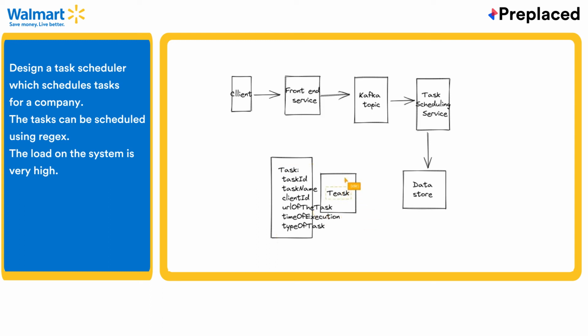So what we can do is there can be an approach where, let's assume that there's a different service as of now, which is holding the responsibility of executing the task. This is the task execution service. So this service is holding the responsibility of executing the task.